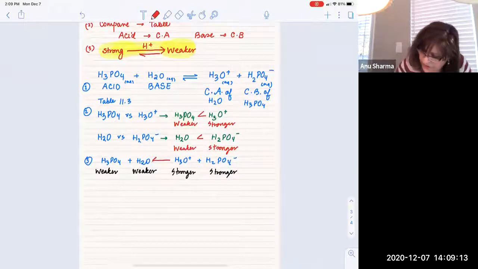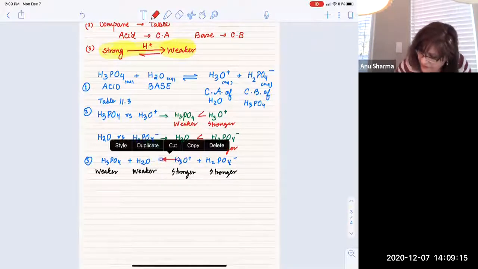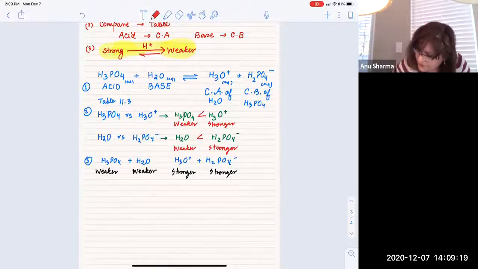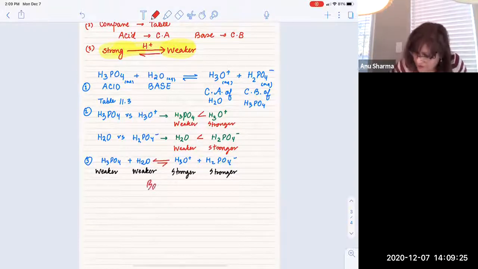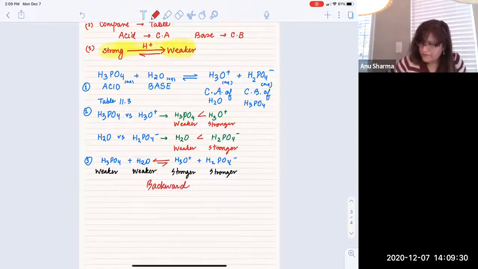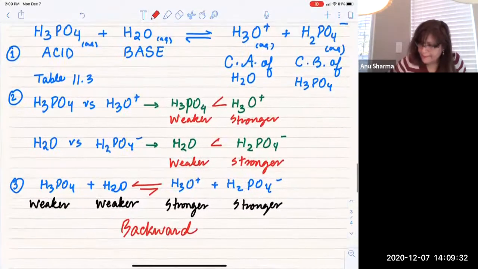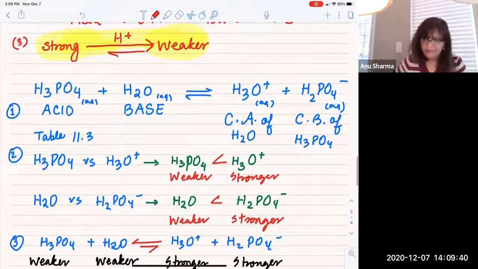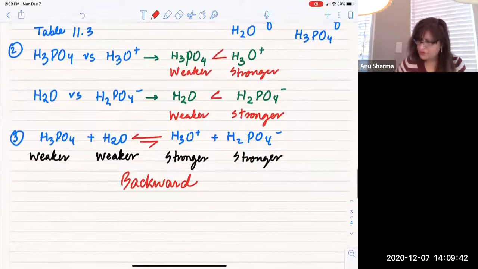So this is what it is. Here, and then moving backwards. Moving backward. Okay, guys, clear? Stronger to weaker. That's all you need to say.